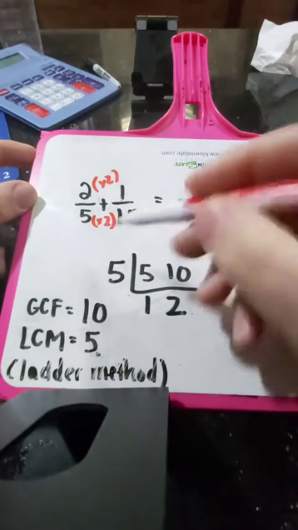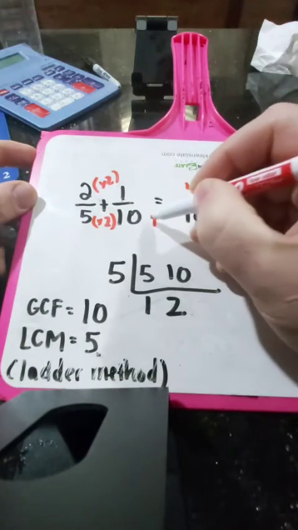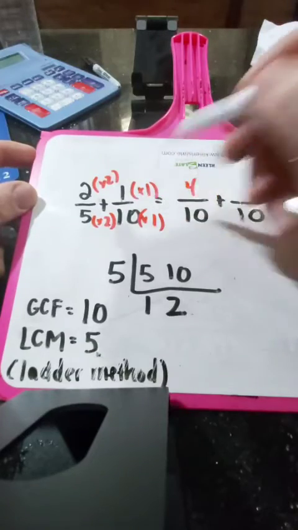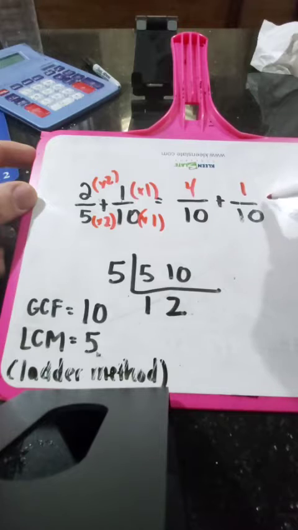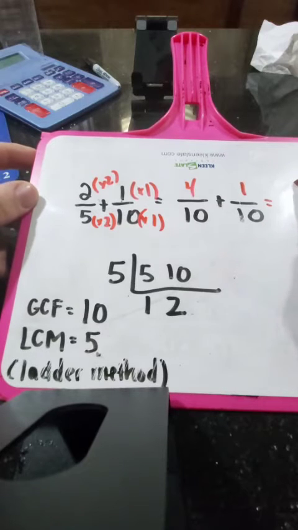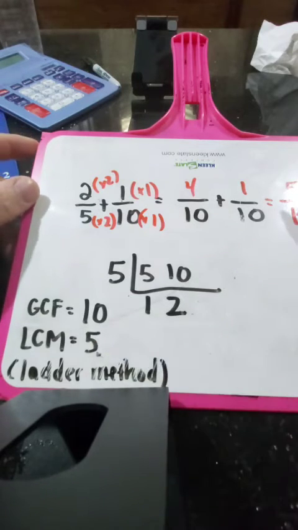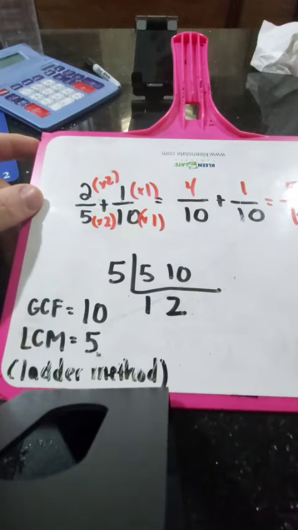Okay, and we're going to do the same thing over here. Again, 10 goes into 10 one time, so 1 times 10 is 10. We're going to multiply the top by 1 again, because we did the same thing to the top as we did to the bottom. 1 times 1 is 1. That's going to give us 5/10.